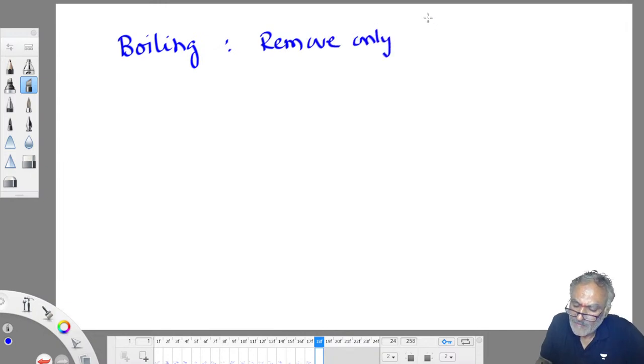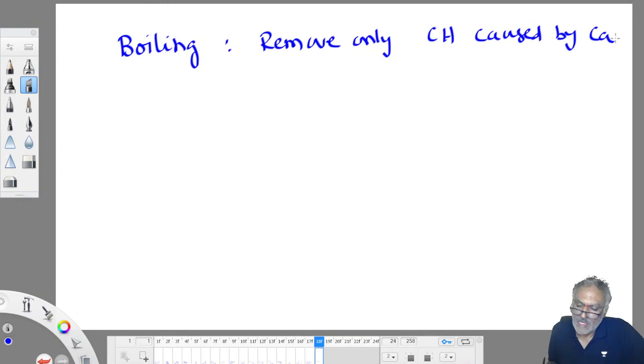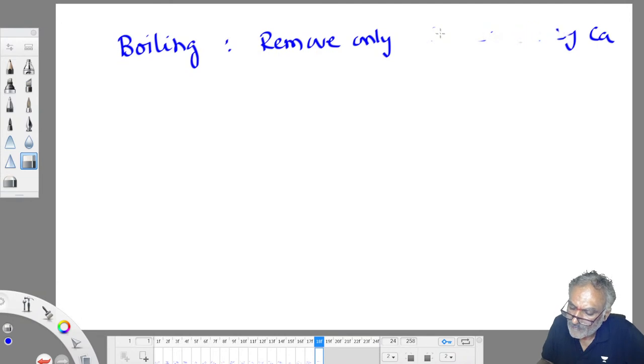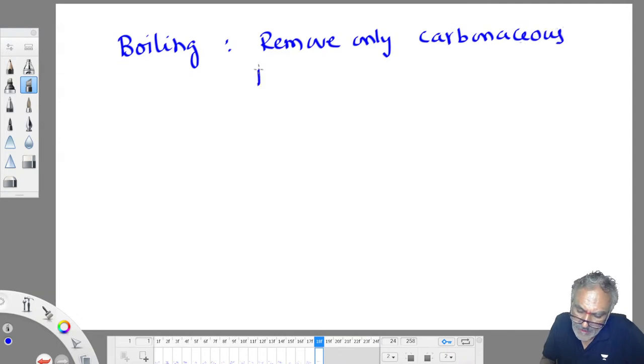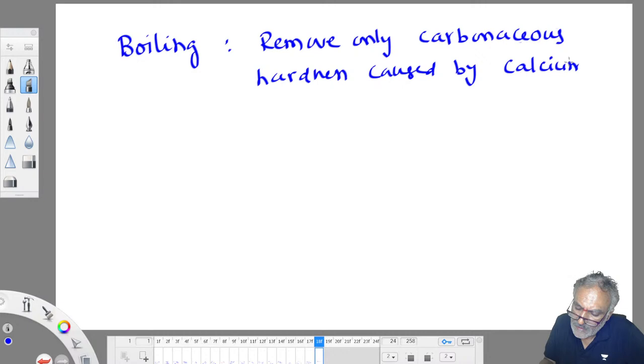Removes only carbonaceous hardness caused by calcium. Carbonaceous hardness caused by calcium is only removed by boiling. CH stands for carbonaceous hardness. That is carbonaceous hardness caused by calcium. Okay?